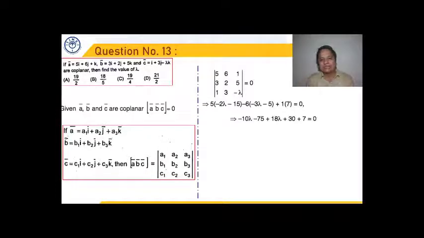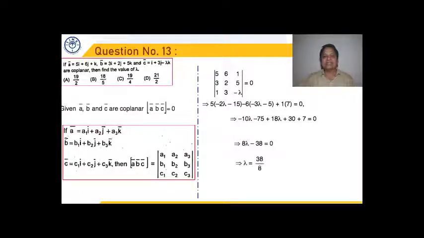It says minus 10 lambda minus 75, as 15 and 5 is 75, minus sign is there. Minus 6 into minus 3 lambda, when multiplied, becomes 18 lambda. Minus 6 into minus 5 becomes plus 30. Plus 1 into 7 becomes 7. So minus 10 lambda plus 18 lambda is 8 lambda. And minus 75 plus 37, so we have minus 38.